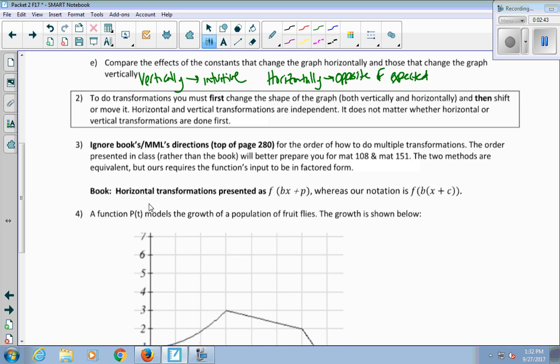So your book will write the input, the stuff in parentheses, like bx plus p, and we factor out that first coefficient on the x. So you have b times parentheses x plus c. These two are equivalent. It's just that p is what you get when you distribute the b, so b times c. But we're always going to write it this way and follow these directions.